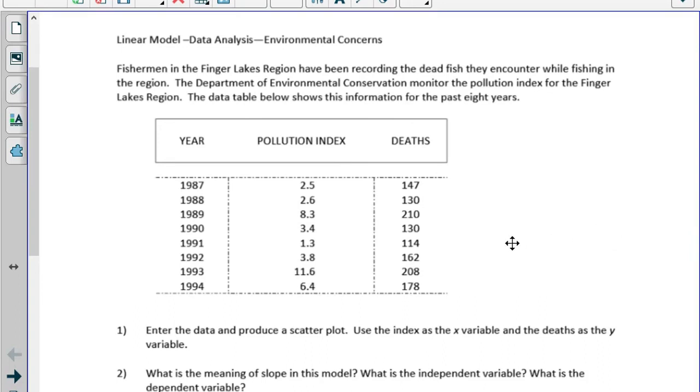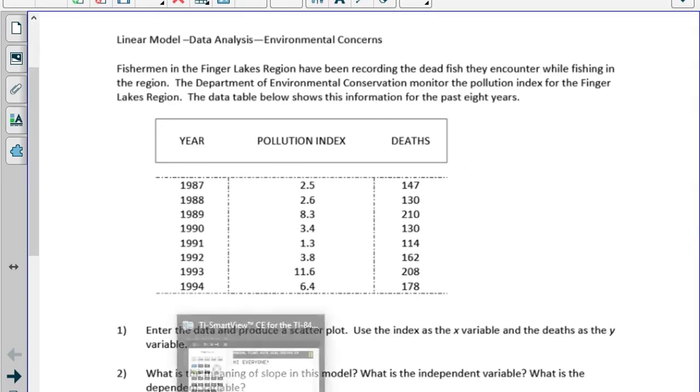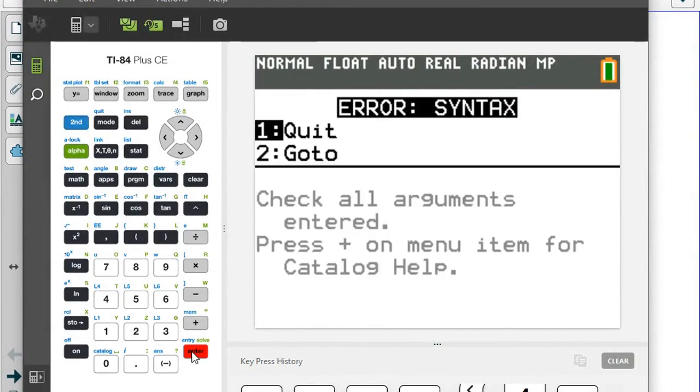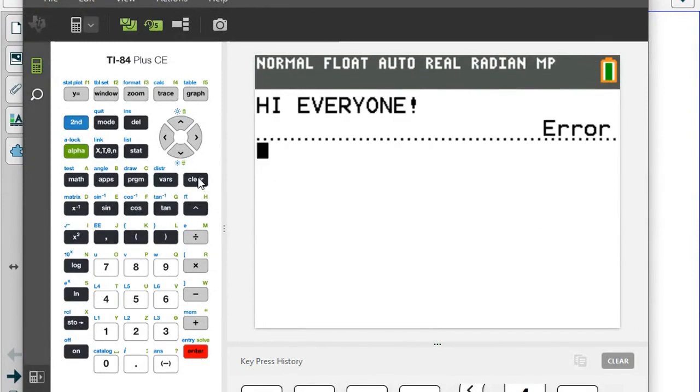So what I'm going to do is show you how to get a line of best fit or a linear regression equation on the calculator. I don't know who did that, I'm sorry. Oh, there's a syntax error, that's really sad.